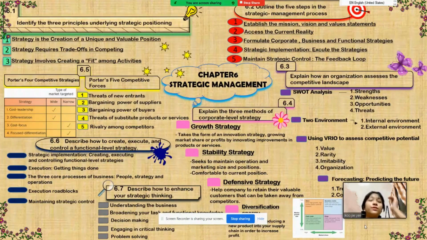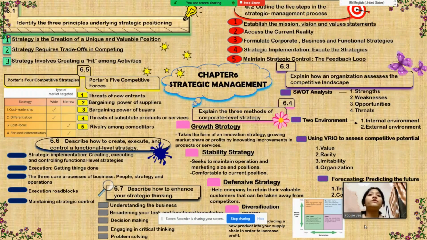Hello guys, I'm going to share about three methods of corporate level strategy. The three methods of corporate level strategy include the growth strategy, the stability strategy, and also the defensive strategy. First of all, the growth strategy is a grand strategy that involves expansion, as in sales revenues, market share, number of employees or number of customers or clients served.